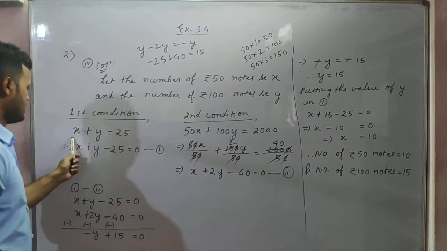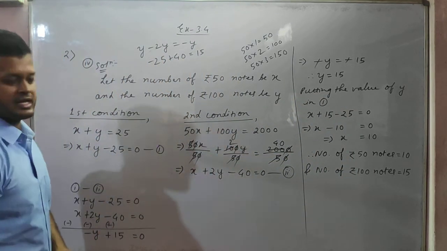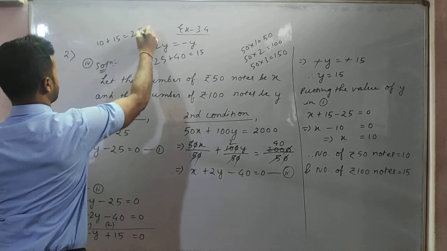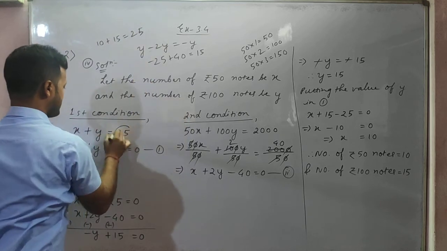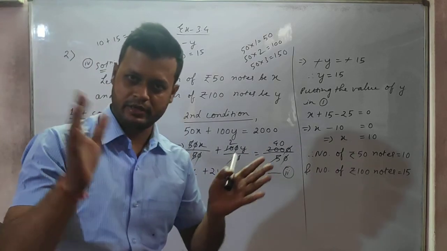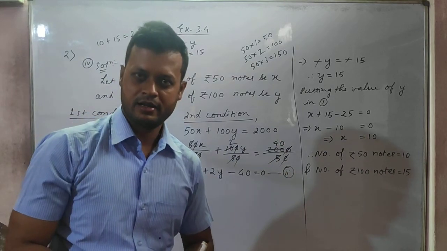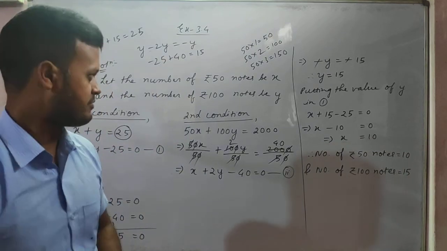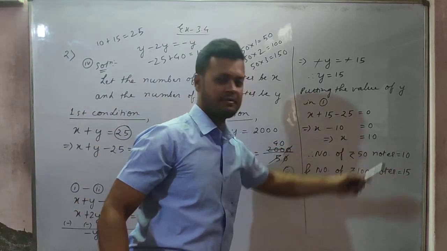Now you see, if you add the number of 50 rupees notes and 100 rupees notes, 50 rupees is 10 and 100 rupees is 15. 15 plus 10 is how much? 25. Understood? The sum of the numbers of both notes must become 25. So 15 plus 10 became 25.